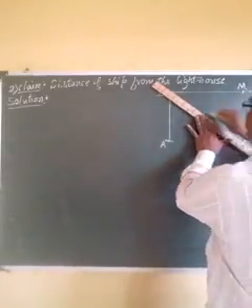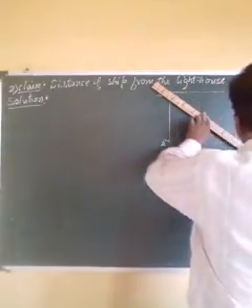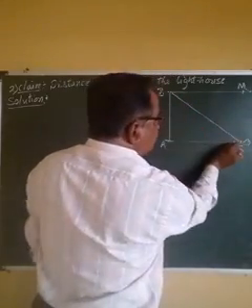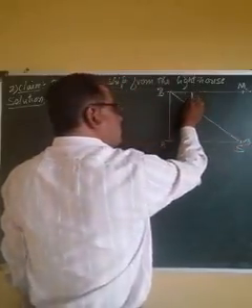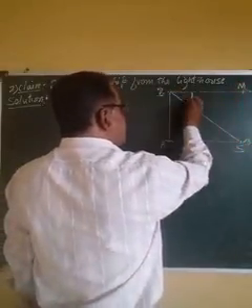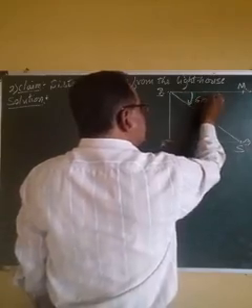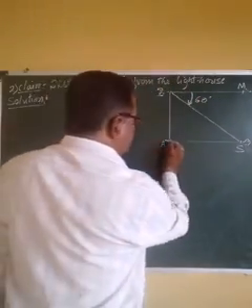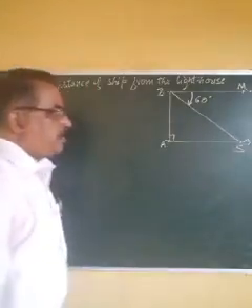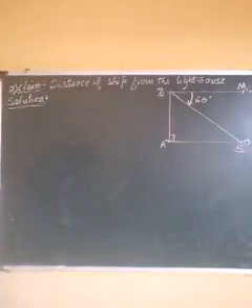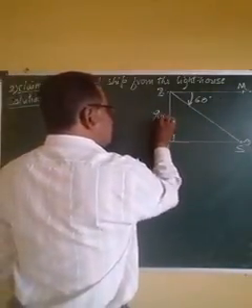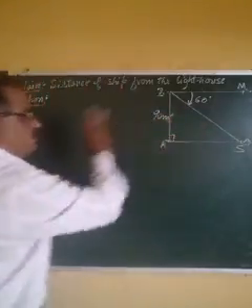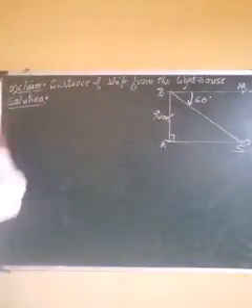So the observer is observing the ship from the top of the lighthouse. So this will be your line of vision. So this is your horizontal line and this is the line of vision. So the angle formed is NBS, and this angle is the angle of depression, which is given as 60. Now what is given? Angle of depression, and the height of the lighthouse is 90 meters. So accordingly write down all in the solution.